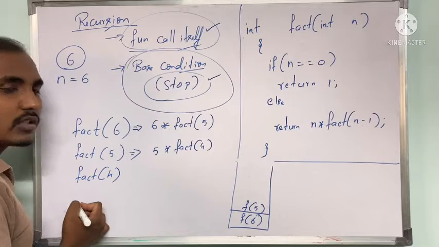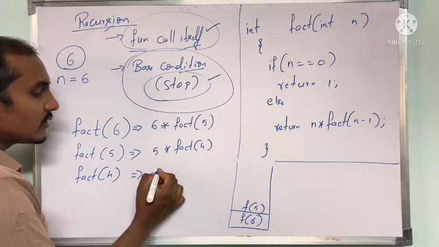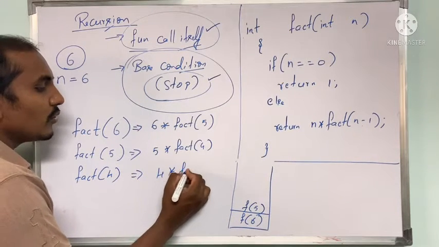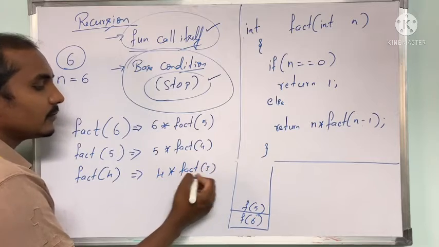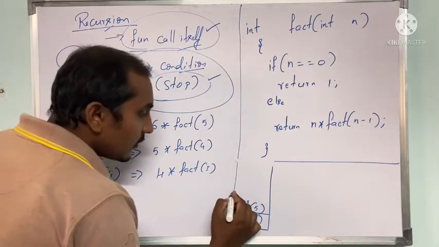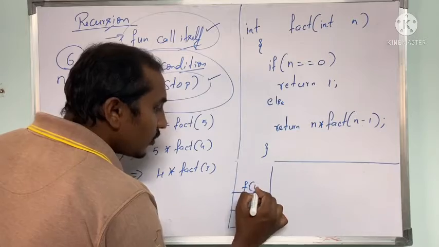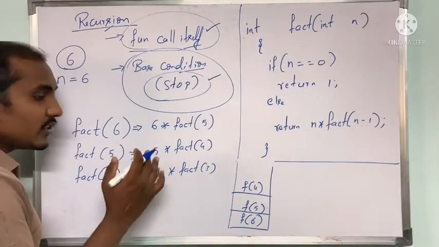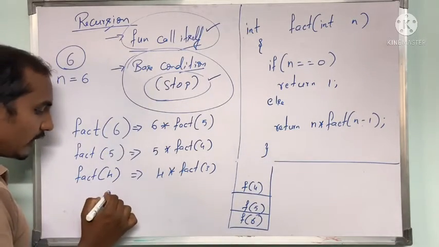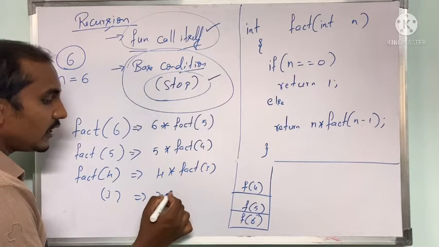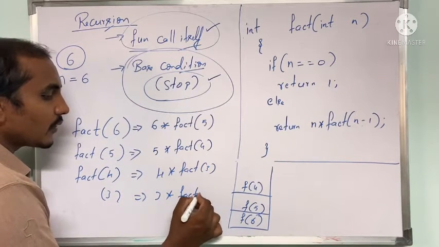What is the value? The value is 4. So I am going to get the result something like 4 into fact of 3. So this is the third function call we have, which is fact of 4. So like that it is going to continue. We continue with fact of 3, which will be 3 into fact of 2.